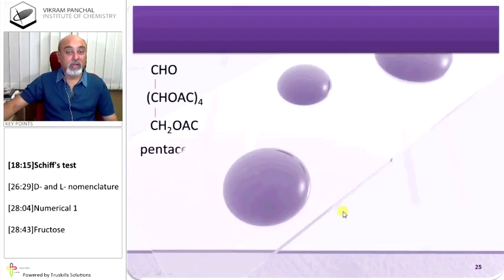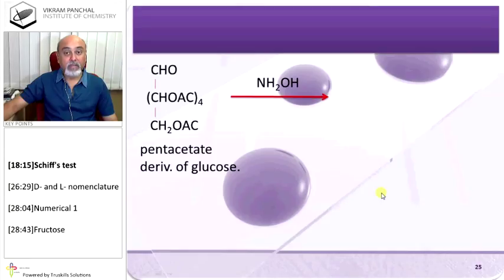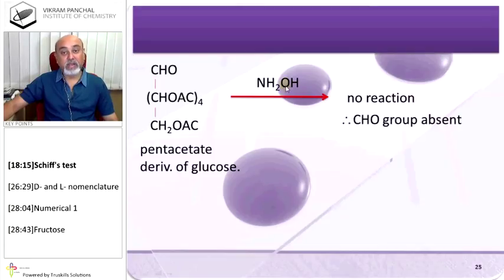This is the pentaacetyl derivative of glucose. In the pentaacetyl derivative, there is a free CHO group, but this compound does not give a condensation reaction with hydroxylamine, and it also suggests that there is no CHO group.